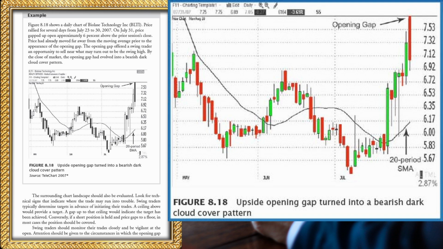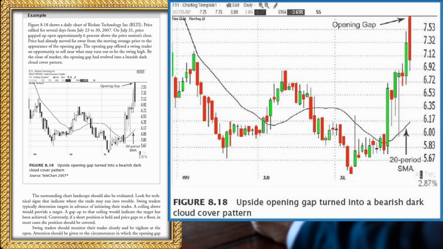The surrounding chart landscape should also be evaluated. Look for technical signs that indicate where the trade may run into trouble. Swing traders typically determine targets in advance of initiating their trades. A ceiling above would provide a target. A gap up to that ceiling would indicate the target has been achieved. Conversely, if a short position is held and price gaps to a floor, in most cases the position should be covered. Swing traders should monitor their trades closely and be vigilant at the open.